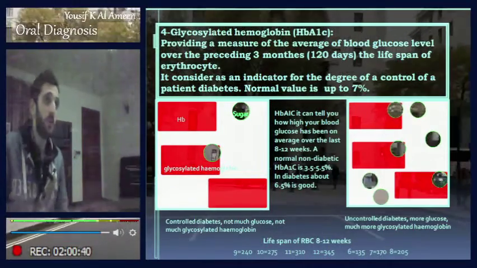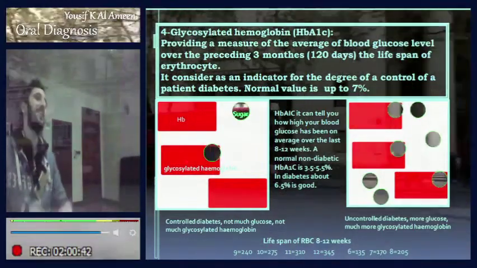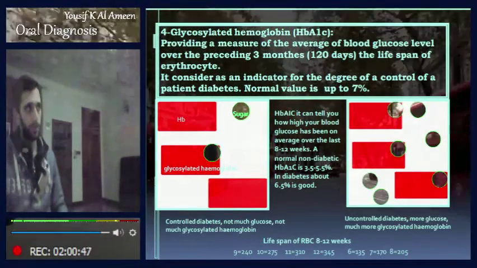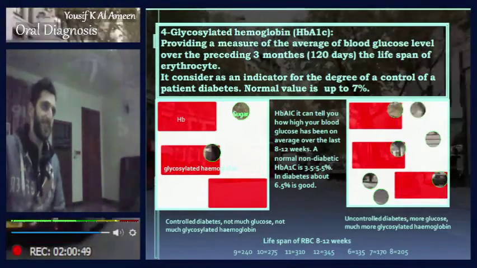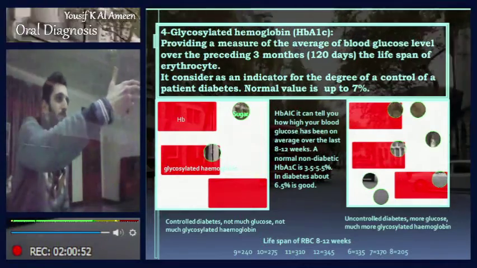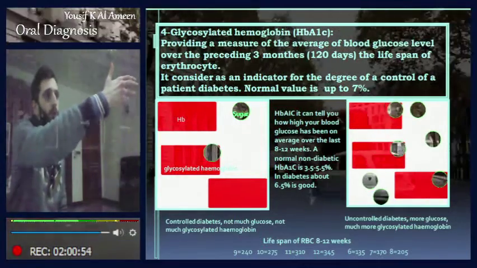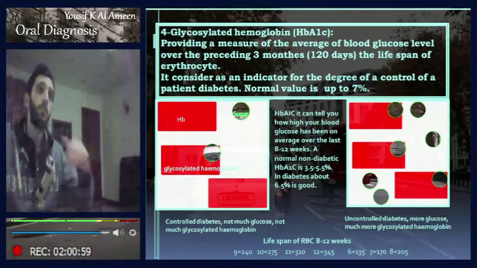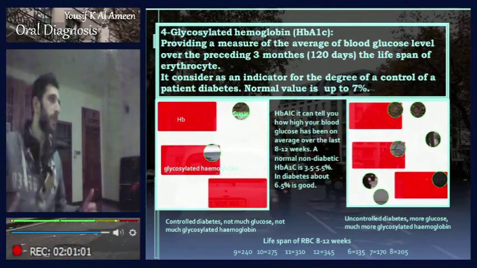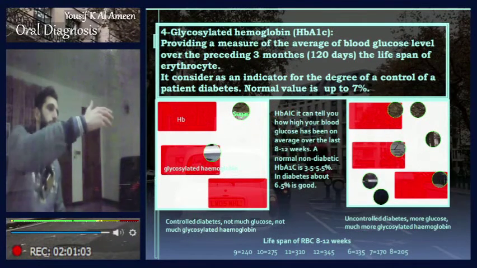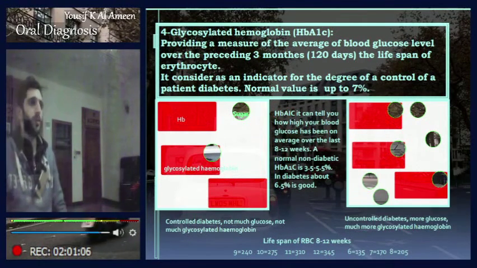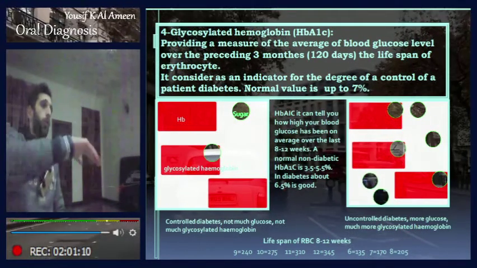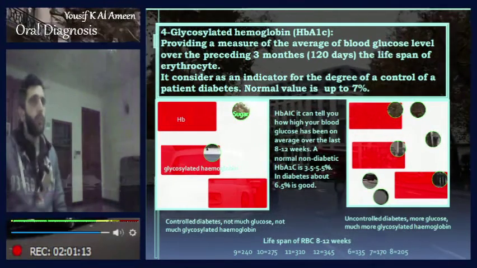Glycosylated hemoglobin, HbA1c, provides a measure of the average blood sugar over the preceding 3 months, the lifespan of erythrocytes. It's considered an indicator for the degree of control of the diabetic patient. Normal values are up to 7%. HbA1c can tell you how high your blood glucose has been on average over the last 12 weeks.